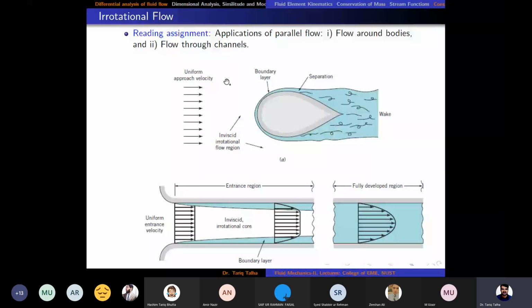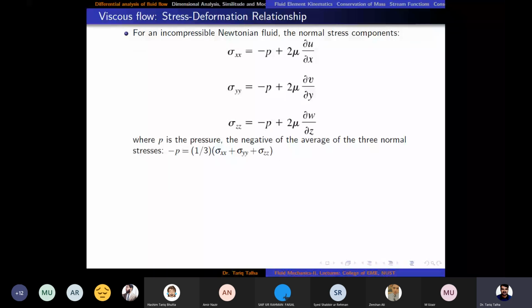And then in the last slide we covered that if we have an incompressible Newtonian fluid, then the normal stress is equal to minus P plus 2 mu partial U by partial X. And similarly, for Y and Z, we can have these components. Now, there is a statement written at the end that P is the pressure, the negative of the average of the three normal stresses. So how do we get it from here?